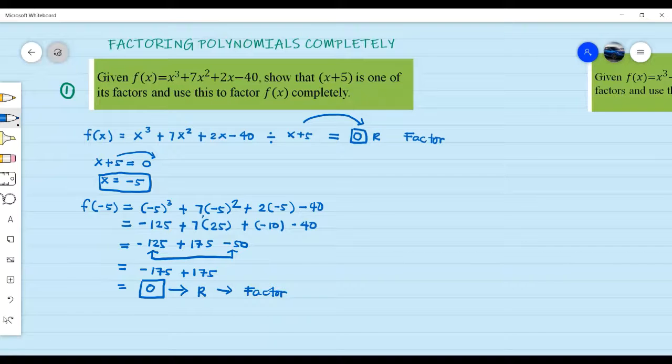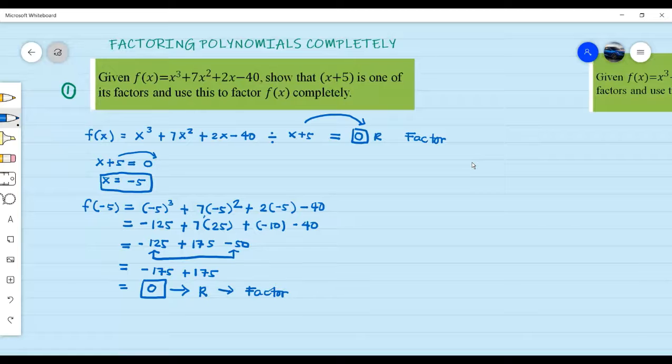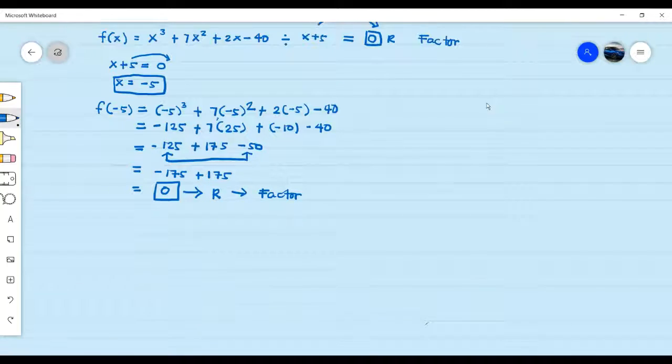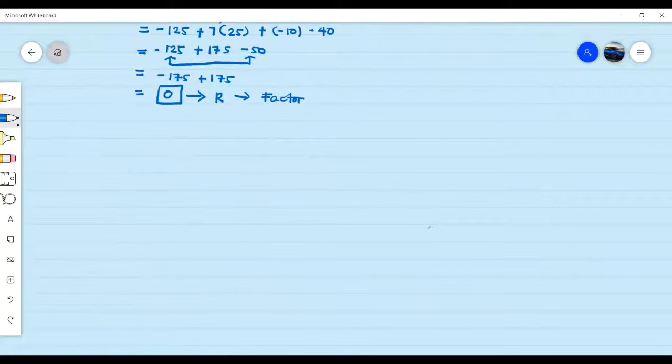Second step that we're going to do now is to use synthetic division. Okay, we have the first factor. We already have one of its factors, which is x plus 5.